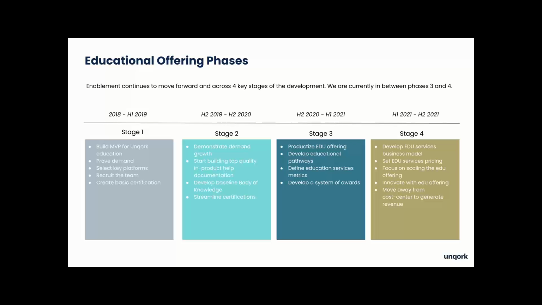And if that happens right, then you earn your right to move to stage number 4, which is to develop an educational services business model: focus on educational services pricing, focus on scaling, also innovation, and of course, the absolute holy grail of educational services. You always want to move away from cost center to revenue center, because that's best practice, and we'll talk about why that is.